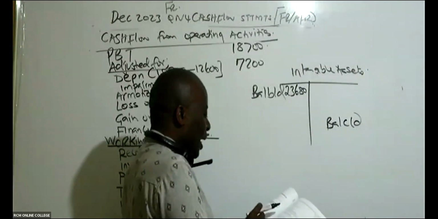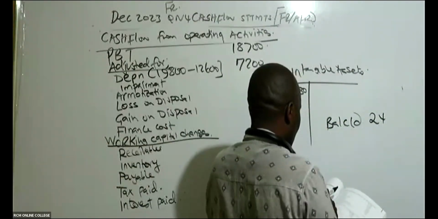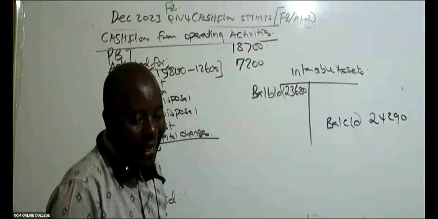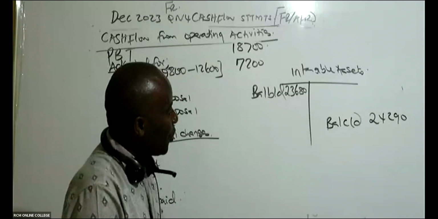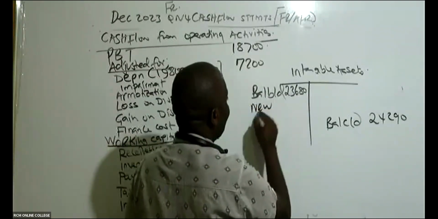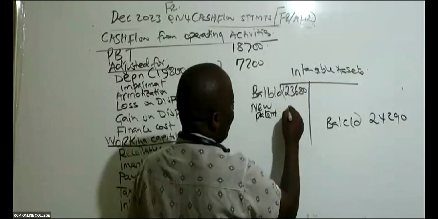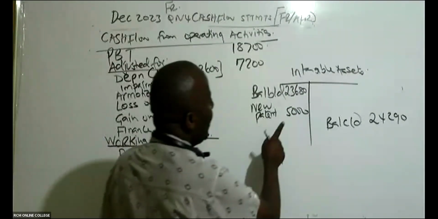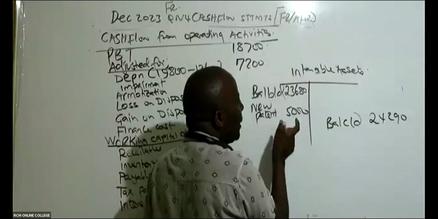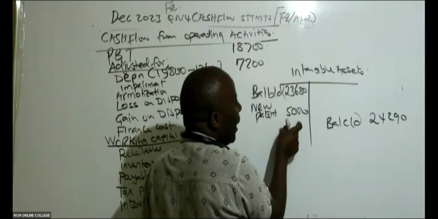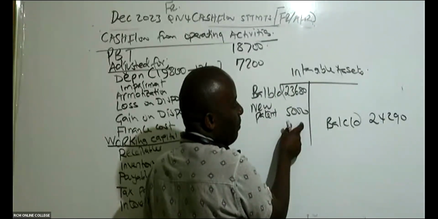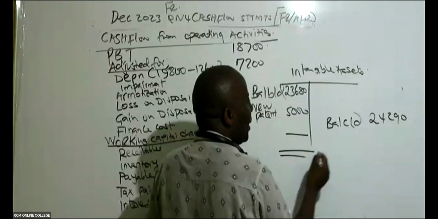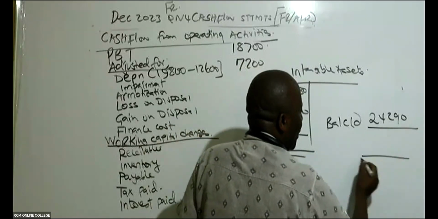Balance carried down, ladies and gentlemen, I have here 24,290. And then I'm told within the year, we acquired some intangible assets here. So we acquired a new patent. A new patent in terms of thousands was 5,000. So you can see, ladies and gentlemen, by the end of the year, my intangible assets should be 28,680. But in this case here, I can see it has reduced. So the reduction must be what was amortized.